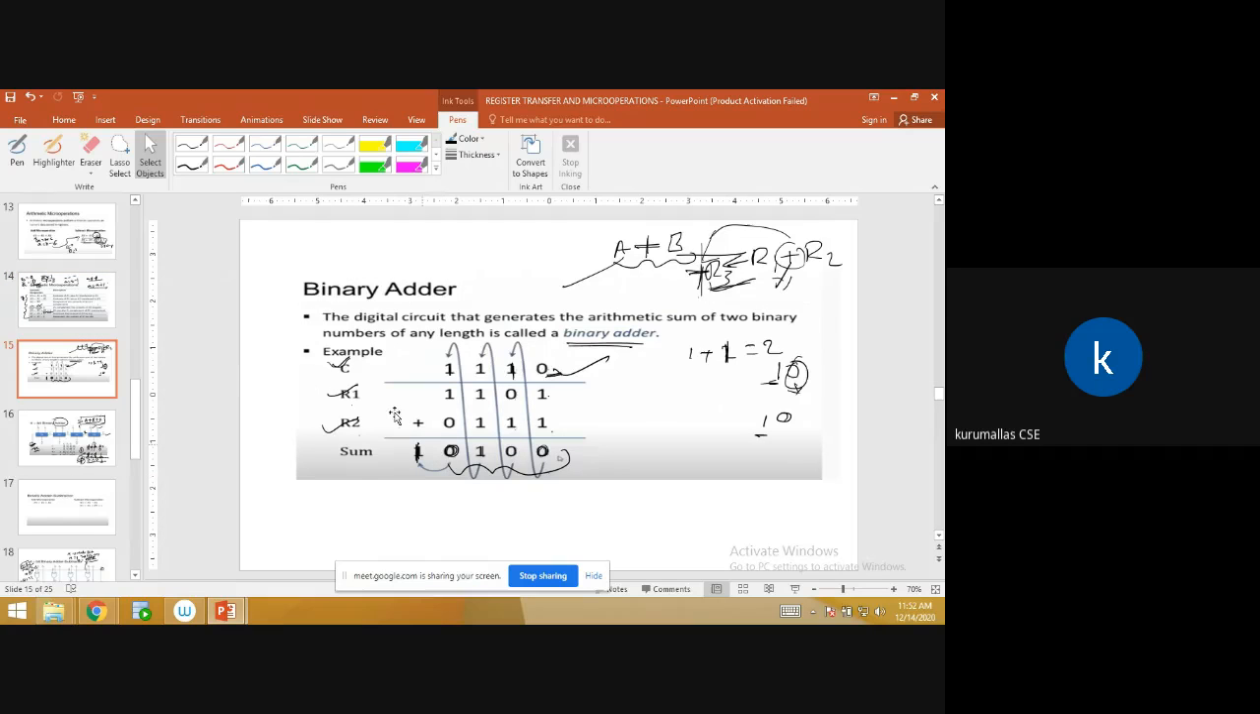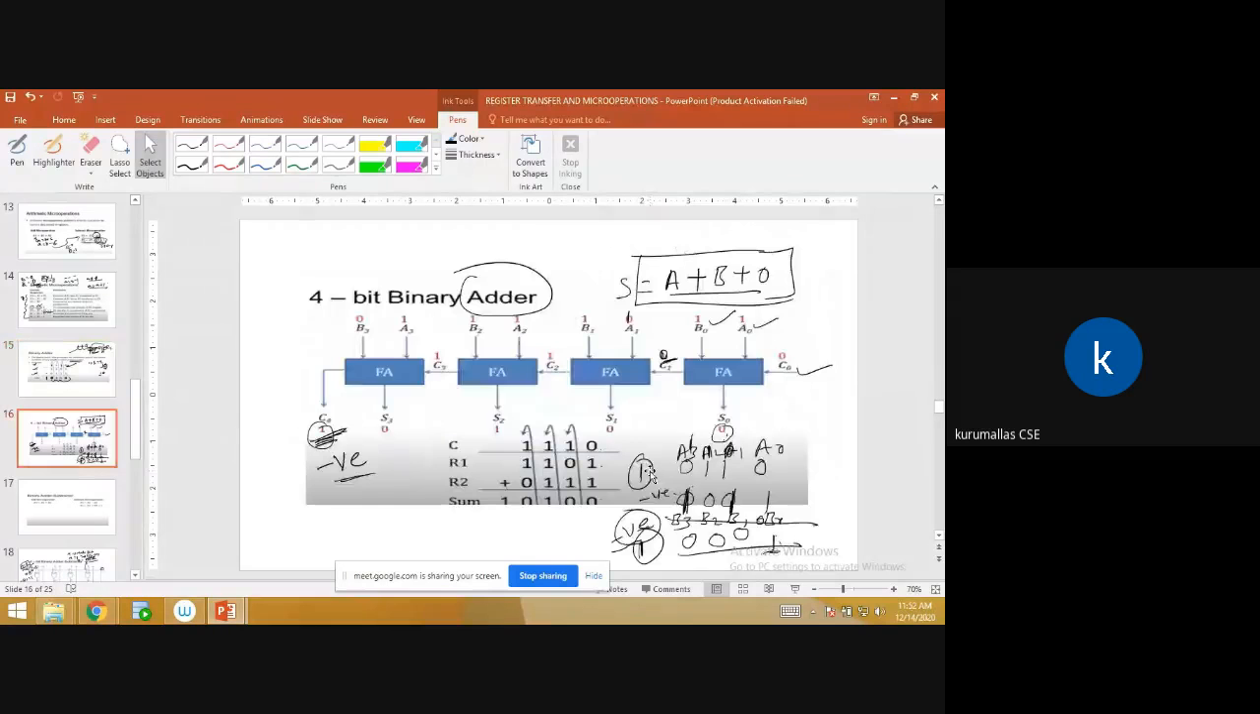Next, this is the binary adder process. If you take R1 and R2, so the complement 110, like this; we know these are the basic operations. Next, the 4-bit binary adder: we know that we are taking full adders. Four full adders are there.